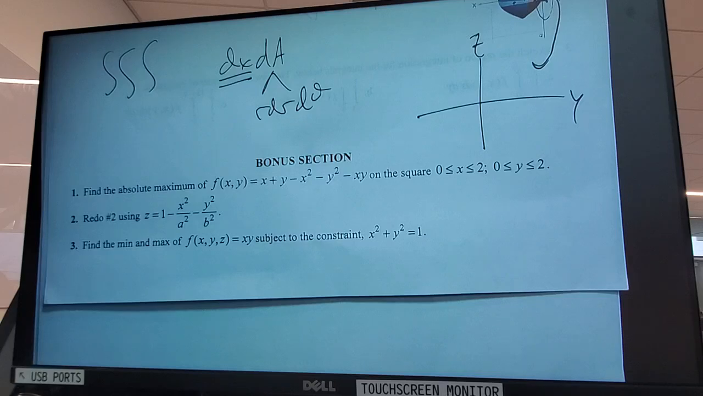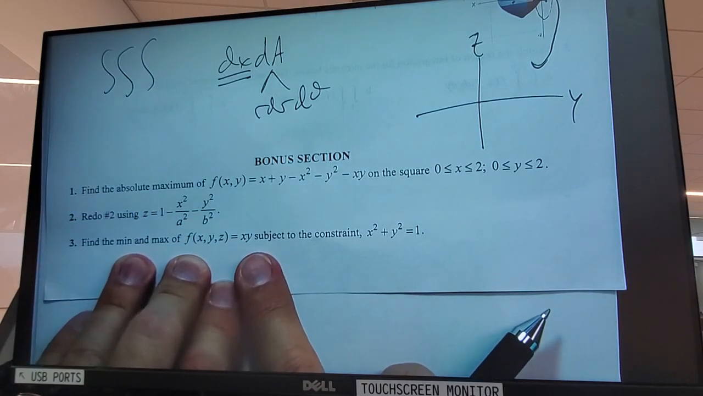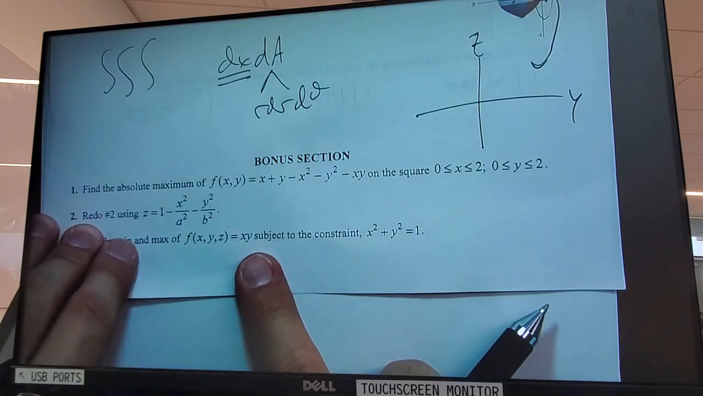Because Lagrange multipliers is all about applying constraints to a system. And it's got a really cool visual as to how those constraints work with the system. Okay. All right. So if you want specifics about that bonus, just ask me later.